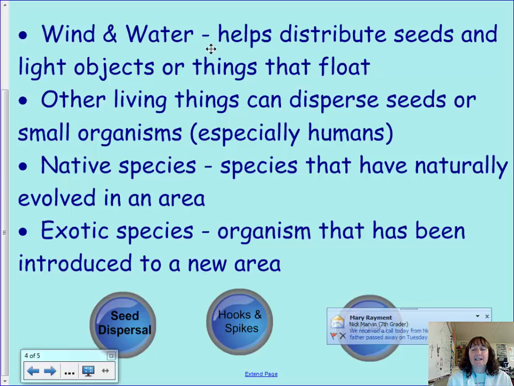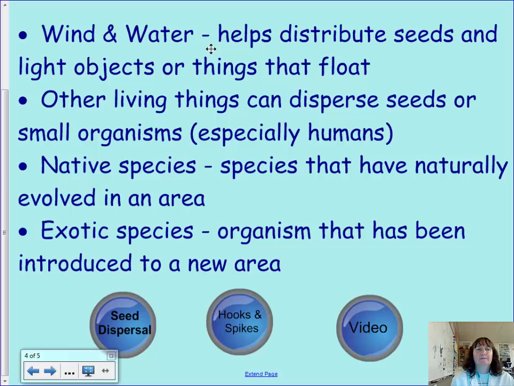And the wind, think about dandelions, milkweed pods. They have almost like a little parachute on them, and they float away. They get far away from the parent plant, so then they can start a new life. They're not right next to the original parent.